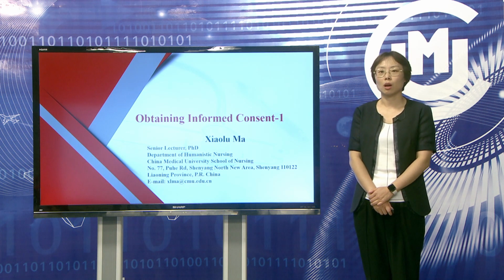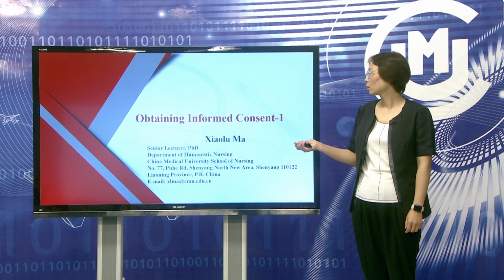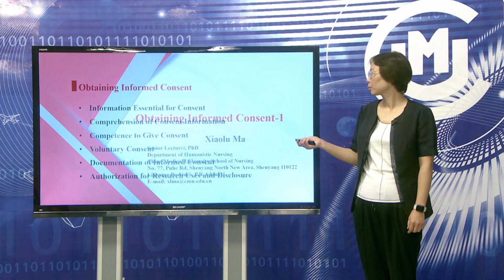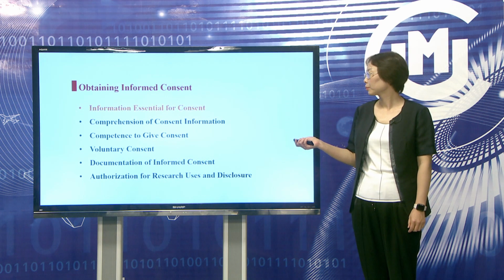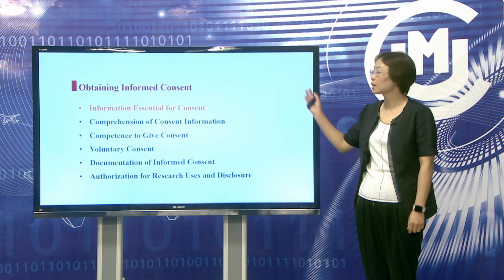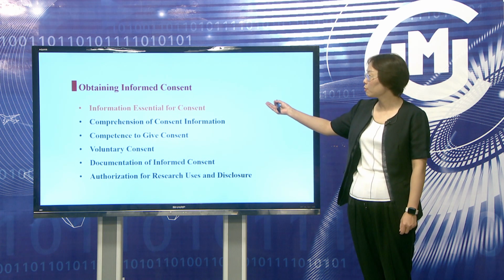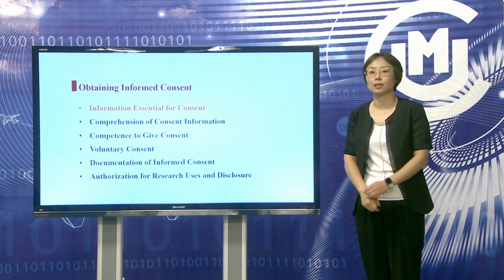Today we are going to talk about obtaining informed consent. Obtaining informed consent includes 6 contents. And in this section we will learn the first one, information essential for consent.